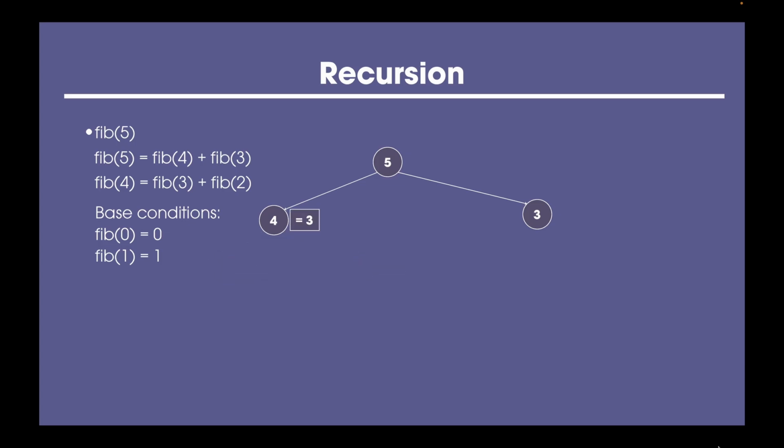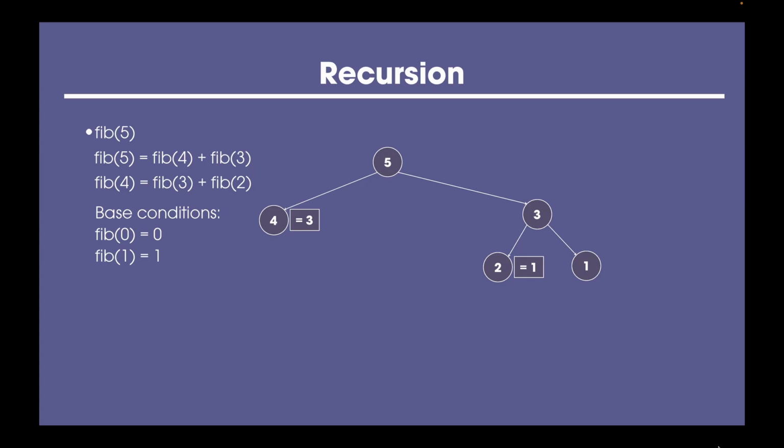Now let us switch to our right child, that is fib of 3. So fib of 3 equals fib of 2 plus fib of 1. And again let us move to the left child, that is fib of 2, which is equal to fib of 1 plus fib of 0. And as we already know, these are base conditions. So let us add both of them to get the fib of 2.